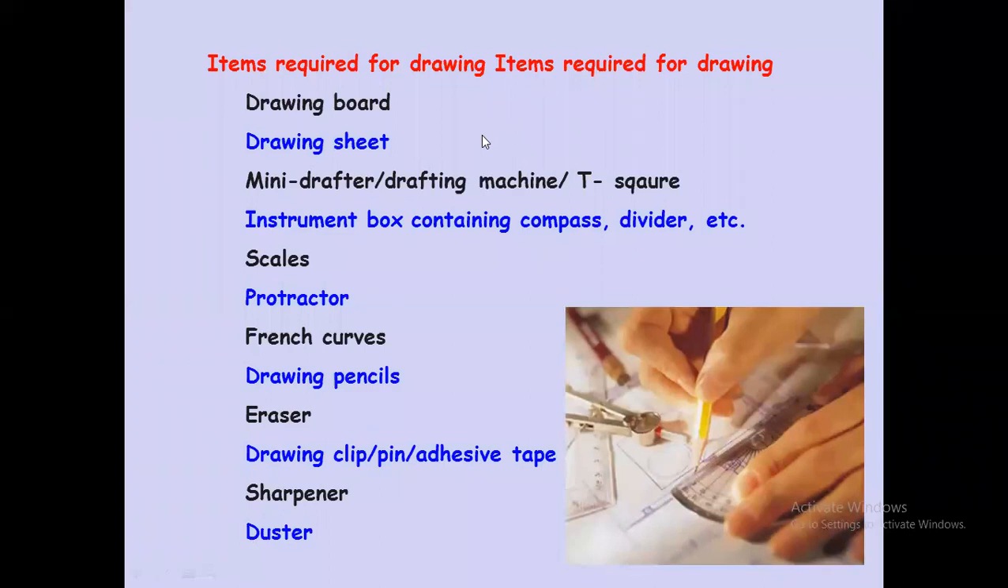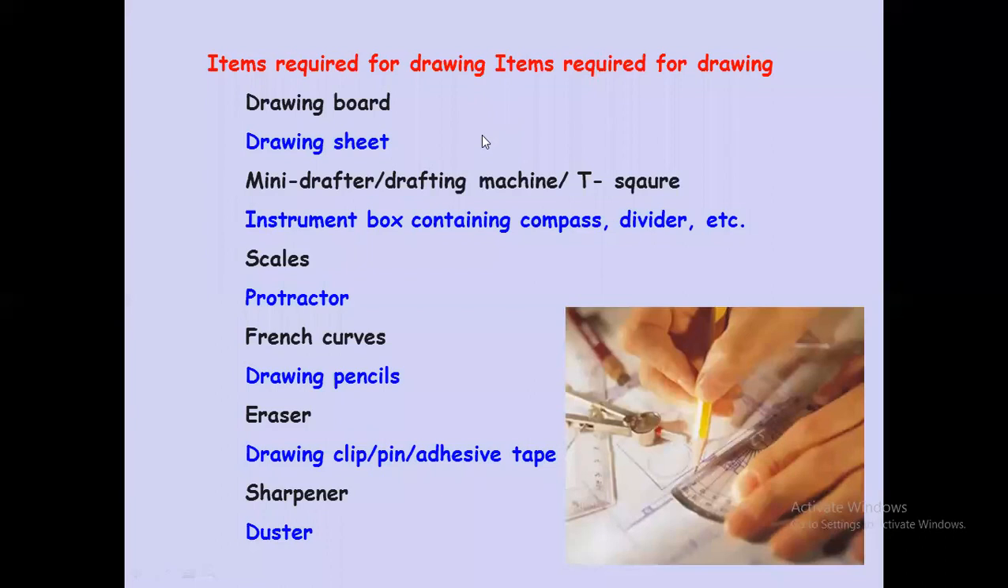that is the compass, divider, etc. And more important, scale, protractor, French curve, drawing pencil, eraser, drawing clip, sharpener, and duster if it is on the board. Clear? So these are the devices or equipments you need for proper engineering manual drawing.